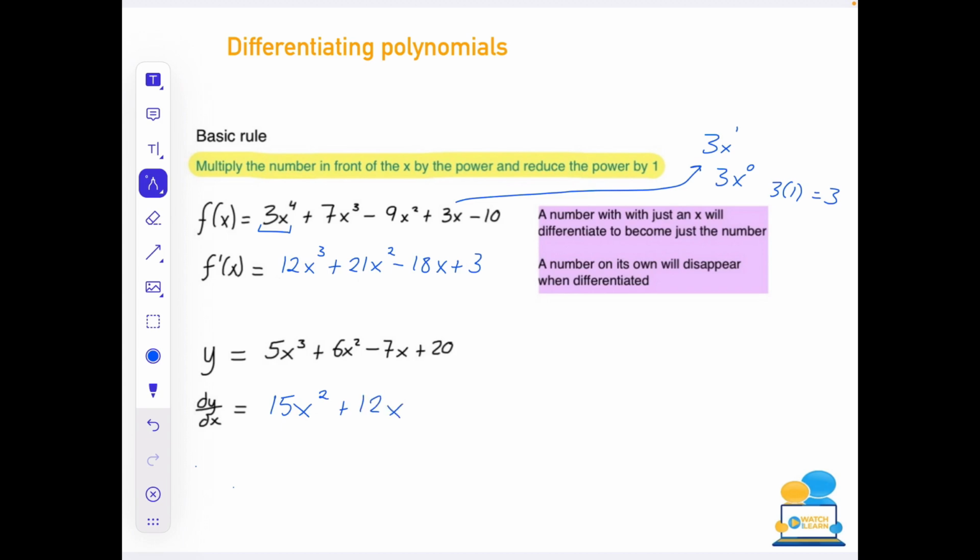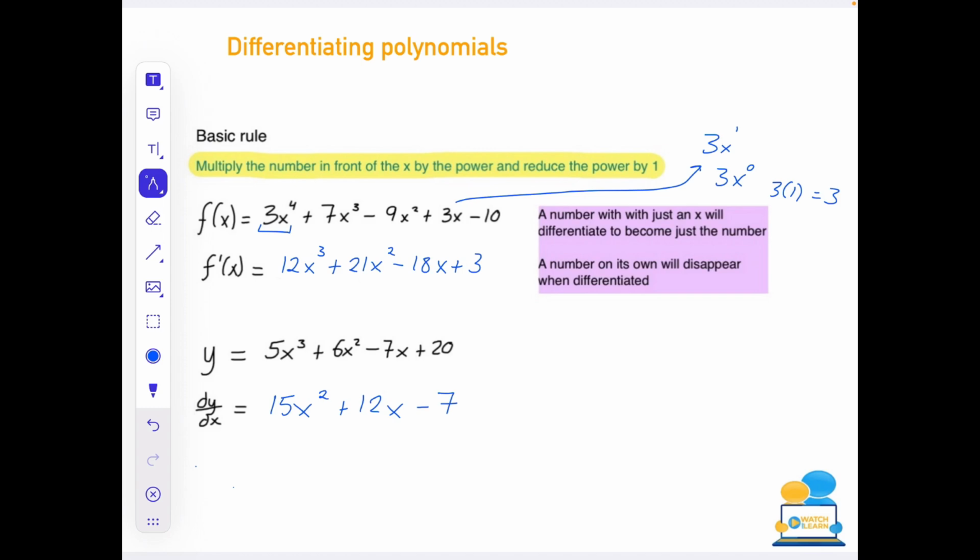Okay, so 6x squared, multiply the 6 by the 2, that's going to give me 12. Reduce the power by 1, that'll be x to the power of 1. You usually don't write to the power of 1, not technically wrong if you do. Then minus 7x will just differentiate to minus 7. And then 20 is just gone.